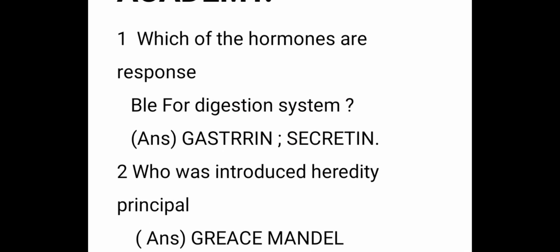The first bit: which hormones are responsible for the digestion system? When we are eating, the food is transferred. First, 30% of the food is digested in your mouth with the help of the saliva glands. The saliva glands are present in your mouth. They secrete saliva, and the saliva is mixed with your food. 30% of the food is digested here only.